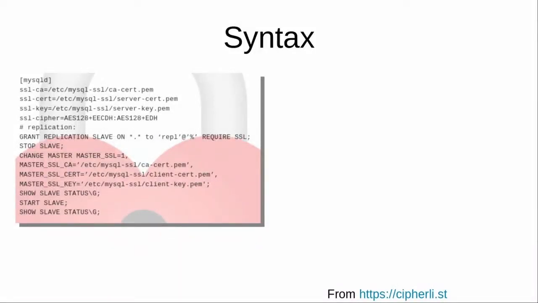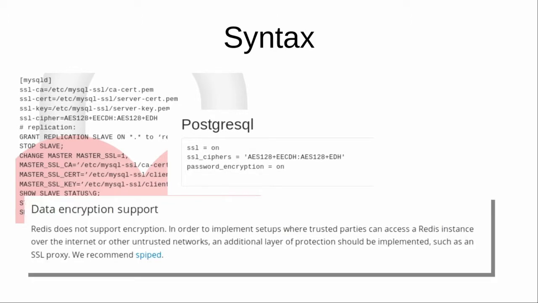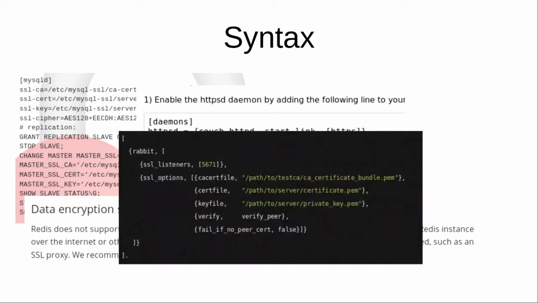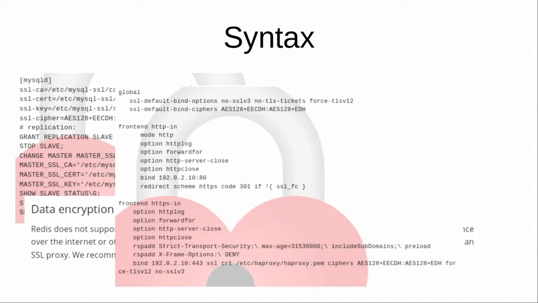The main problem I have with TLS is that when you're setting this up in a real application stack, there are so many formats for configuring the TLS parameters because every application has its own format, and it's very confusing, even if you are using some kind of configuration management system. It's error-prone, so you can make mistakes. And there are so many of them. This is MySQL, this is PostgreSQL, Redis doesn't even bother about TLS. This is CouchDB. This is Erlang. This is RabbitMQ. This is HAProxy.